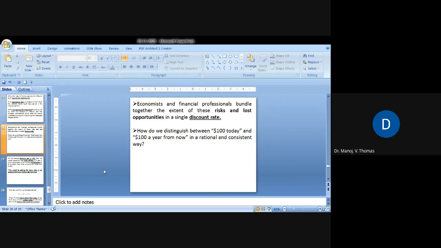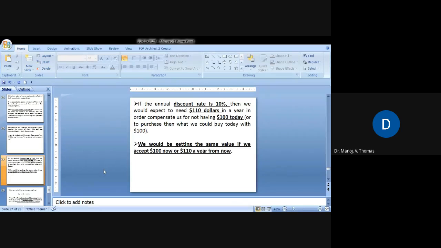So economists and financial professionals bundle together the extent of these risks and lost opportunities in a single term called discount rate. So how do we distinguish between $100 today and $100 a year from now? If the annual discount rate is 10%, so what is the discount rate? The discount rate includes opportunity cost and risk elements. So if the annual discount rate is 10%, then we would expect to need $110 after 1 year.